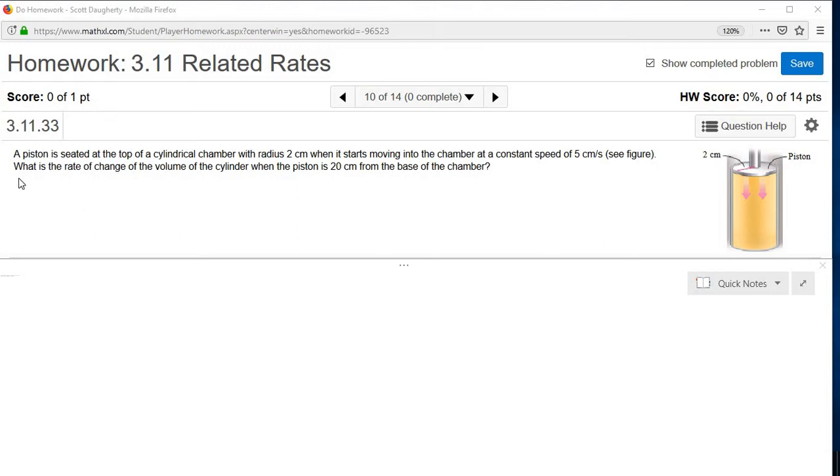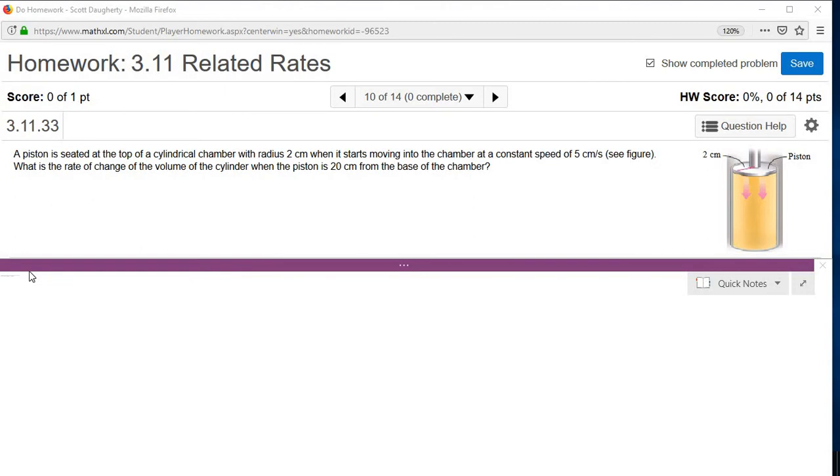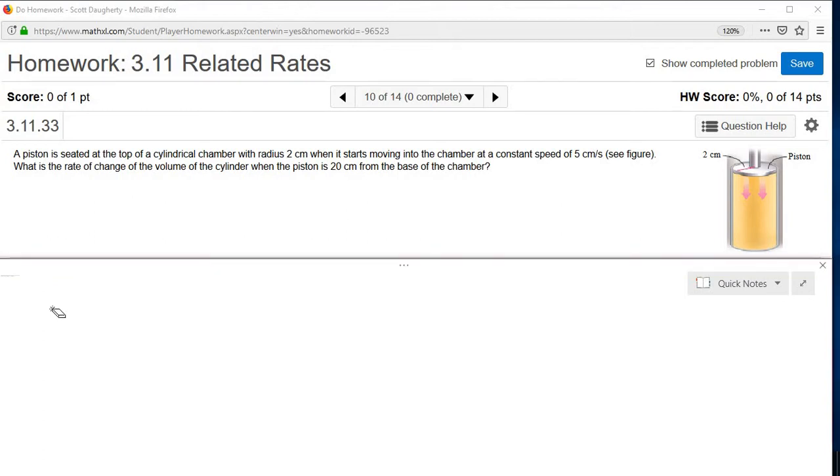Okay, so reading through this problem, you can see we're trying to find the rate of change in the volume of the cylinder, presumably over time, when the piston is 20 centimeters from the base of the chamber. In terms of a rate of change, rates of change are derivatives. So this rate of change, we're looking for the rate of change in the volume over time. That would be dV/dt, the derivative of the volume with respect to time.